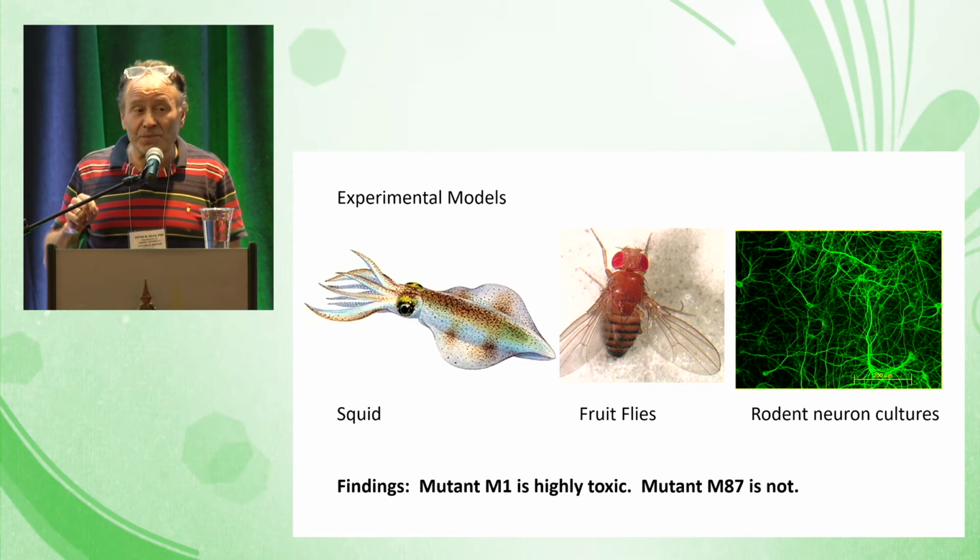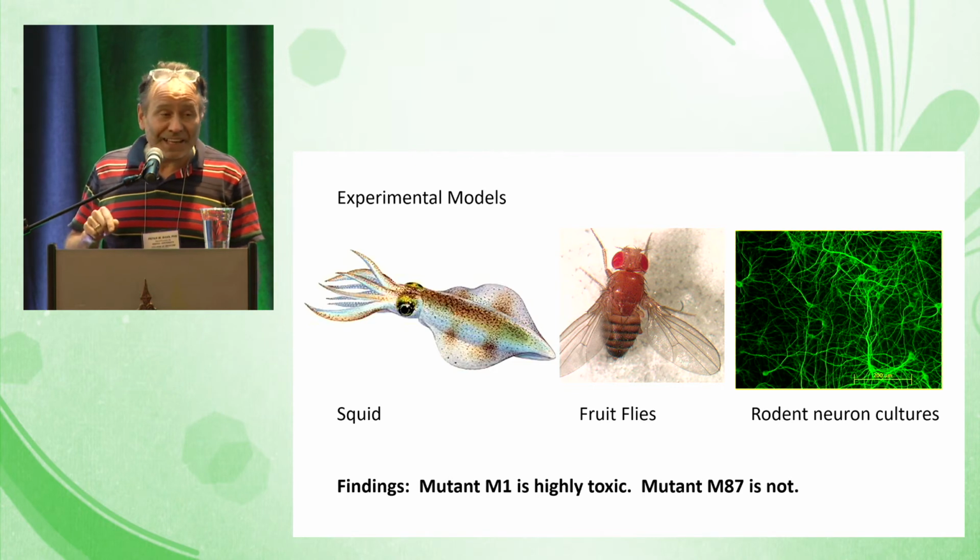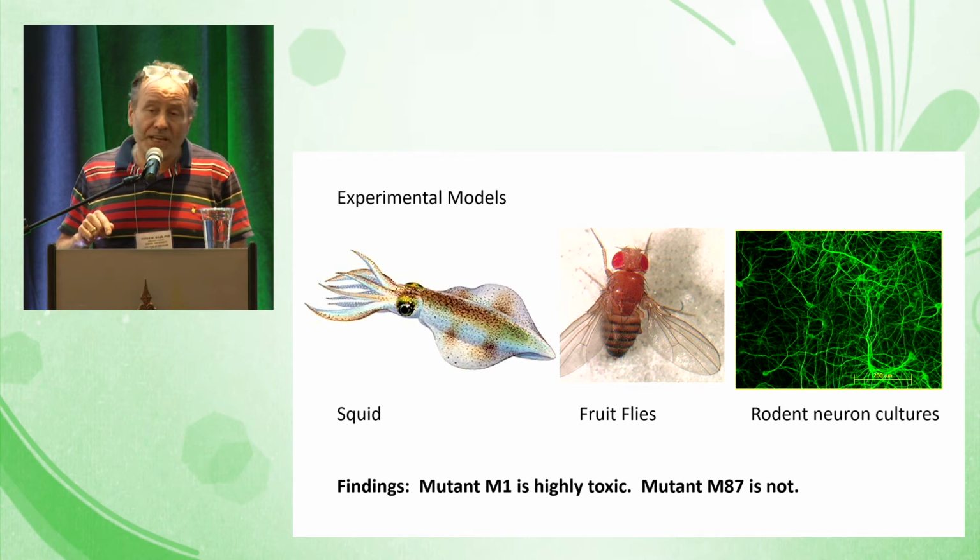So it seems that it's the M1 protein that's really prone to toxicity, and it doesn't really matter what the mutation is. Whatever mutation it is seems to cause this kind of misfolding.